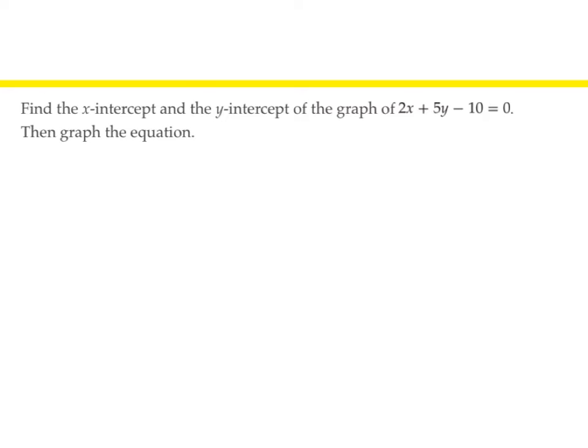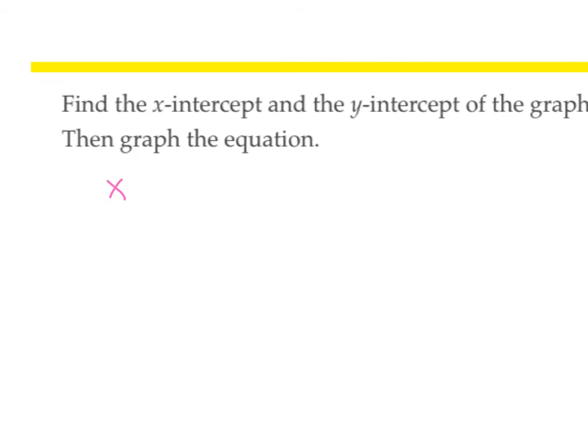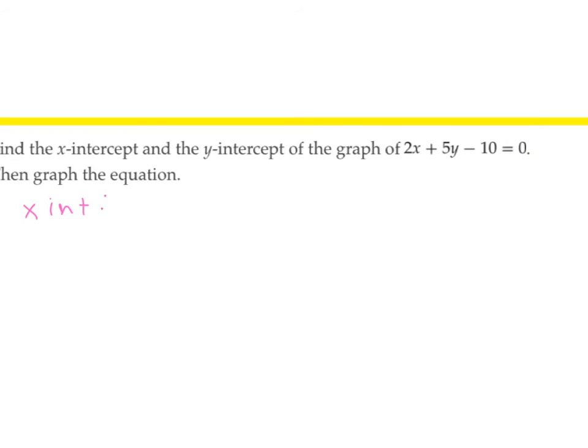All right, let's go to the next example. We need to find the x-intercept and y-intercept of the graph and then graph the equation. So we're going to do the same thing. For our x-intercept, we need to make y 0. So we have 2x.